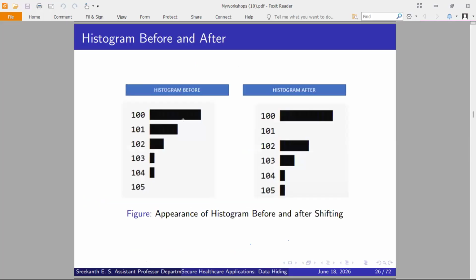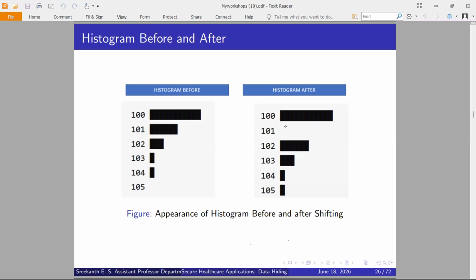This is the histogram before, right? See, this is 100, 101, 102, 103, 104. These are the initial intensities, and 105 doesn't have any intensity at all. There is no pixel with intensity 105. Now we do the shifting. After that, what will happen? From this 101 onwards, we are shifting. So it will look like this.